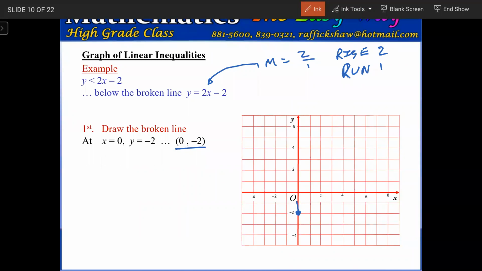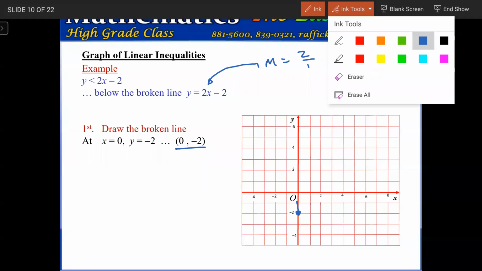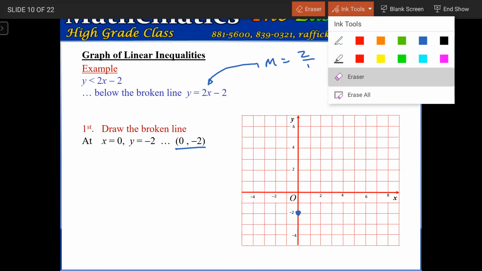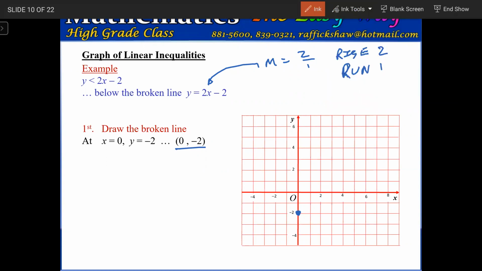Rise 2. I don't want to mark the graph, but you can think about it. I'm going to put dots and show it. All right? So I can rise 2, run 1. See there, that's a point on the line. Rise 2 again, run 1. Rise 2, run 1. And so my line is like this.